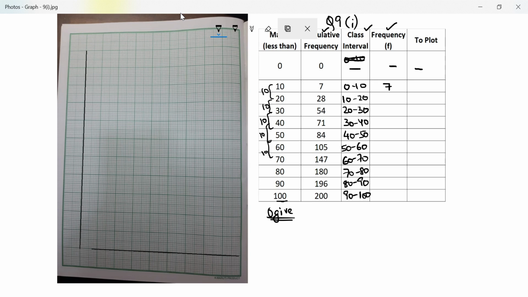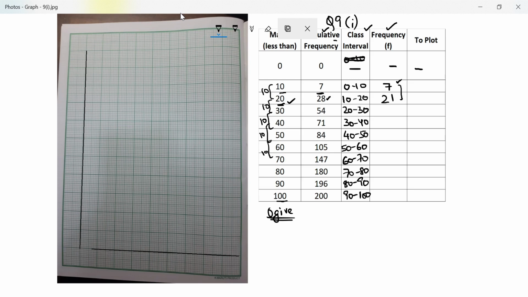Now let's look at this. 7 students scored less than 10 marks. Perfect. Next, 28 students scored less than 20 marks. So is this 7 also being counted in this 28? Yes, it is, because less than 10 is obviously less than 20. If you're scoring less than 10, you're scoring less than 20 for sure. For our convenience, they've already written this as cumulative frequency. So I subtract 7 from 28 and I get 21.